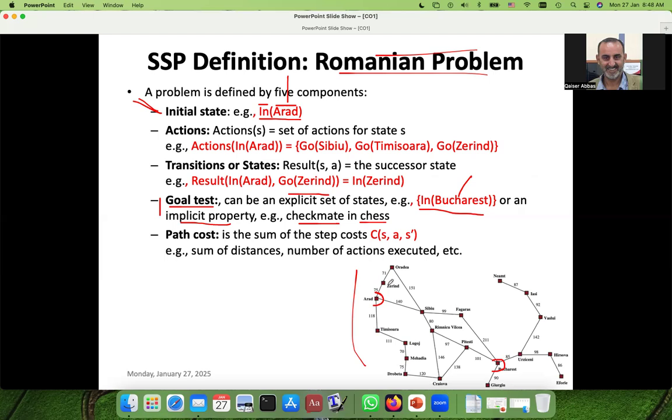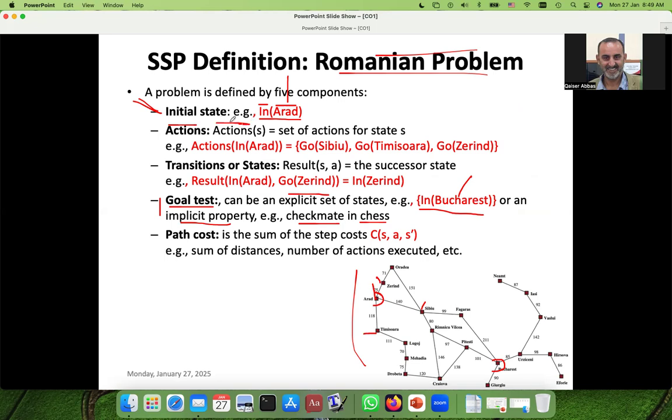Okay, then what are the actions of this problem? Going from one city to another city, from Arad to Oradea, from Arad to Sibiu, or maybe from Arad to Timisoara. If it is a taxi, then you can write drive from Arad, and it would be equal to Sibiu. You will reach Sibiu. It is written here in this format, but you don't have to worry.